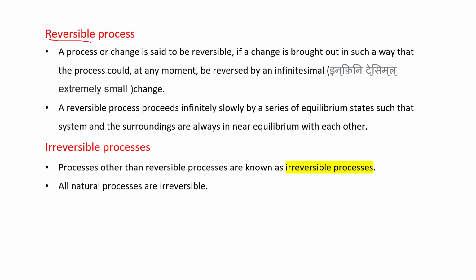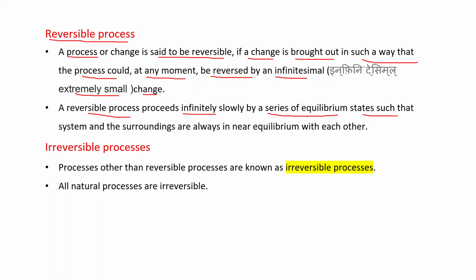Now, what is the meaning of a reversible process? A process or change is said to be reversible if the change is brought about in such a way that the process could at any moment be reversed by an infinitesimal change. Infinitesimal means extremely small. A reversible process proceeds infinitely slowly by a series of equilibrium states such that the system and the surroundings are always in near equilibrium with each other. This is a reversible process. A reversible process is carried out in infinite time, in infinite steps, and it is very slow.